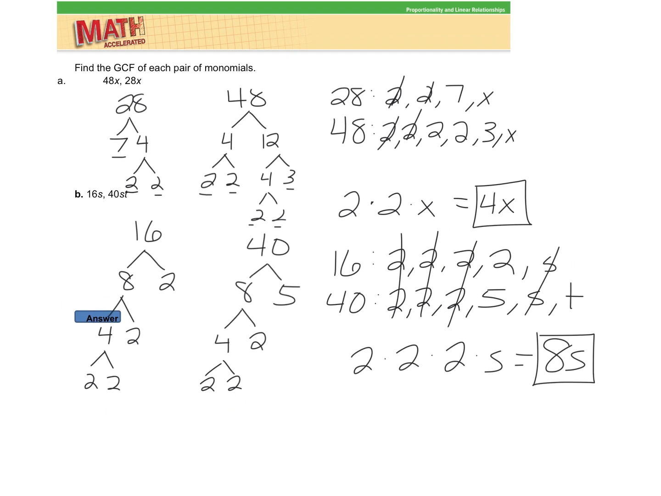Any questions on greatest common factor? No? Okay, tomorrow we're going to get into factoring, knowing the greatest common factors, okay? But today we are going to practice a lot of greatest common factors.